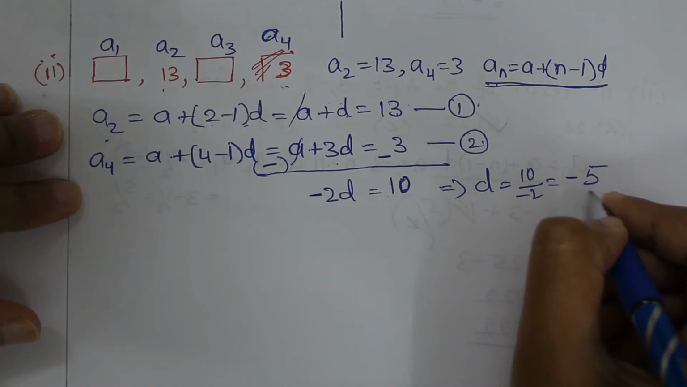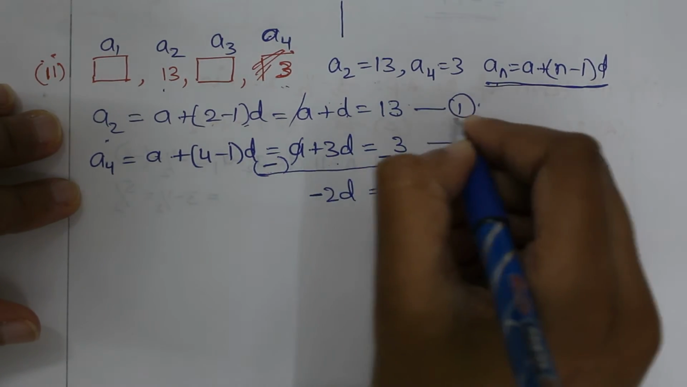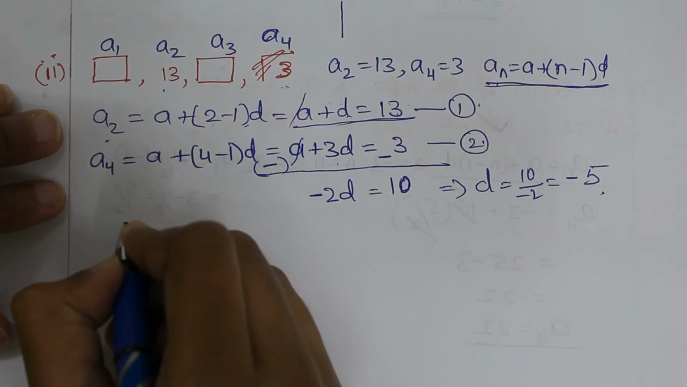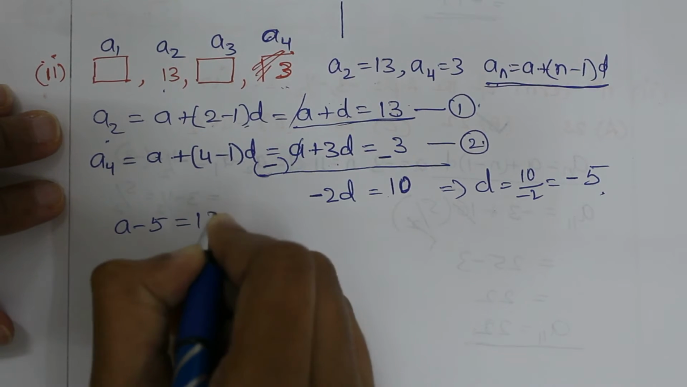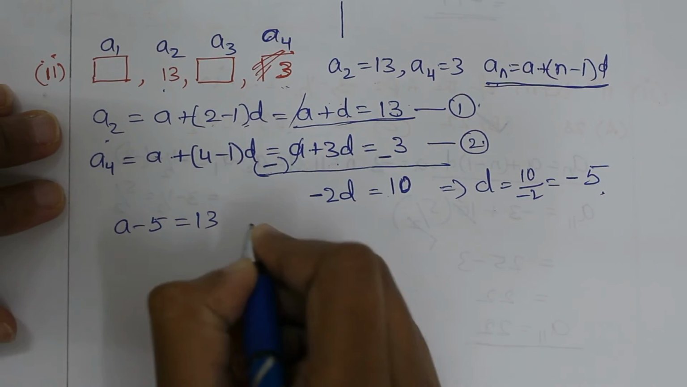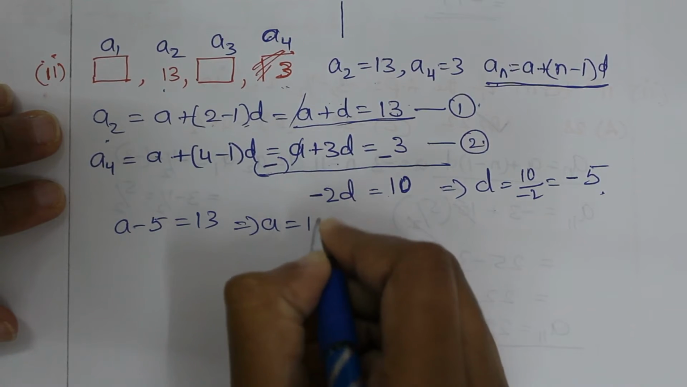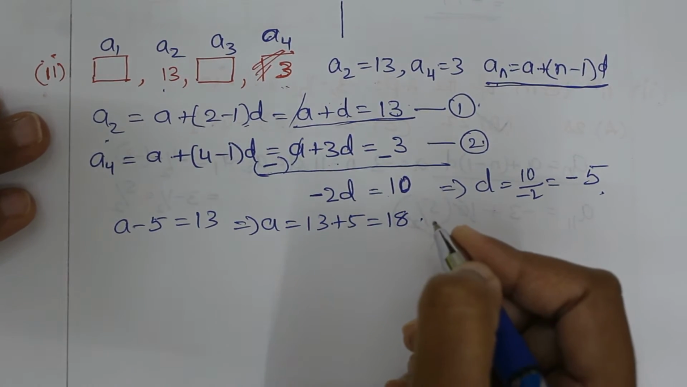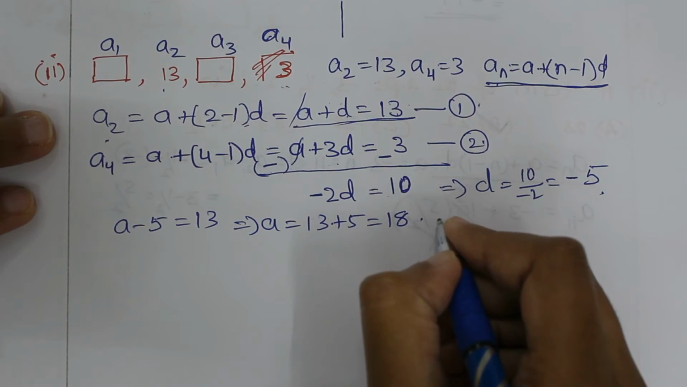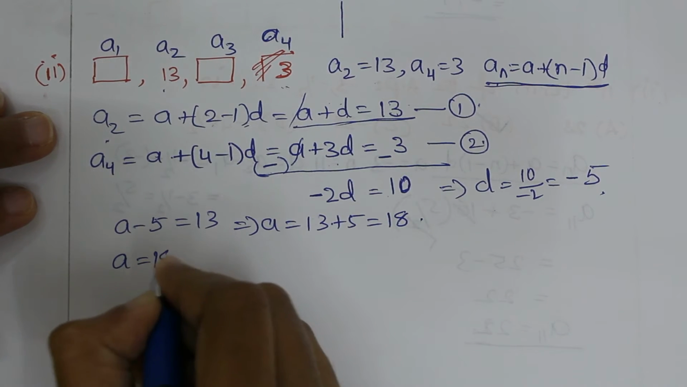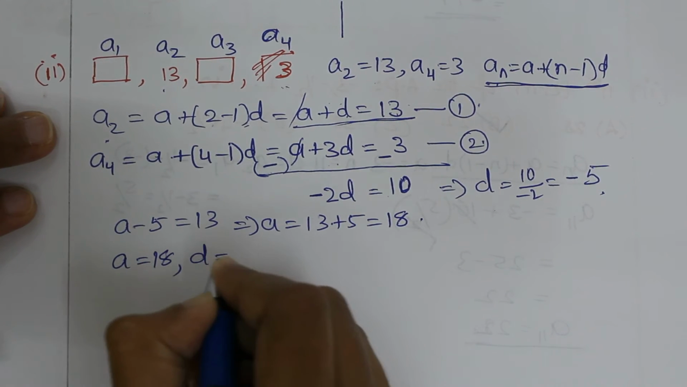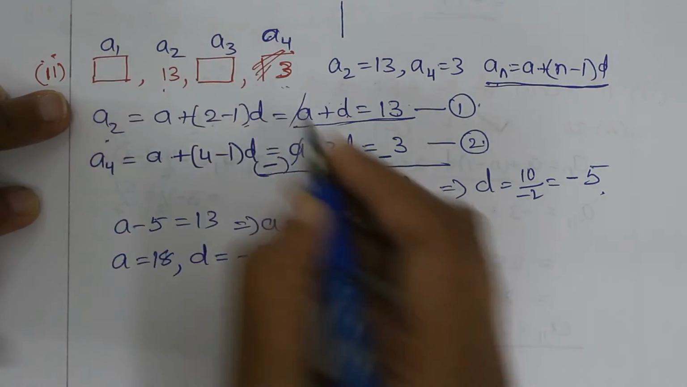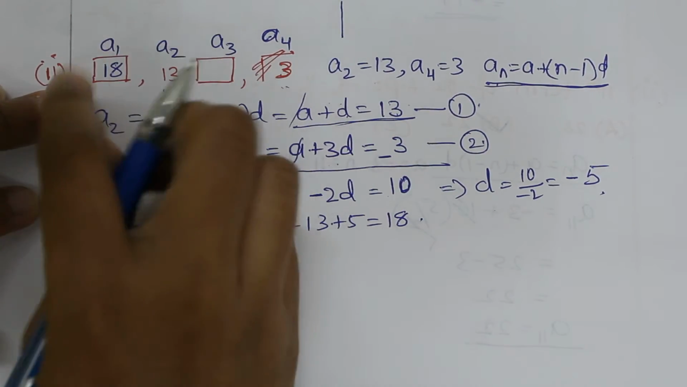Now I will substitute the value of D equal to minus 5 in equation 1, A plus D is equal to 13. So A minus 5 is equal to 13. That implies A is equal to 13 plus 5, that is equal to 18. So now I have the values of A and D. A is equal to 18 and D is equal to minus 5. So A1 is equal to A, which is 18. So we got the value of A1.